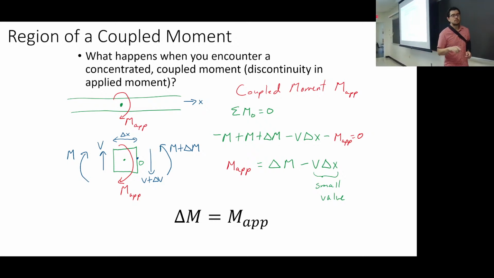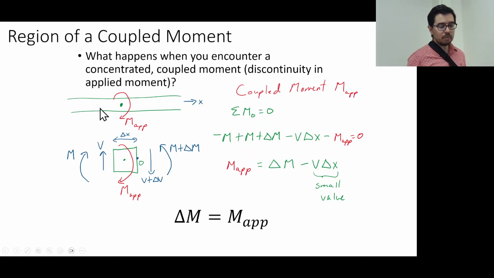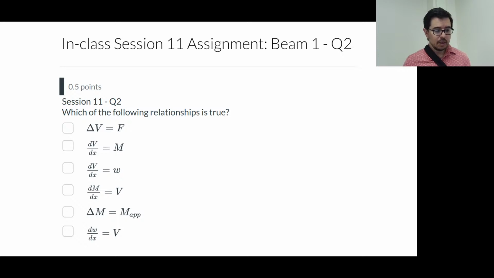You see how there's a direction with the x? I'm starting over here, I'm moving to the right, and then I get to this location, and boom, I have a pop, I have a jump in my M_app. So this equation is something to write down and to remember on your formula sheet as well. Okay, so which of these relationships is true?